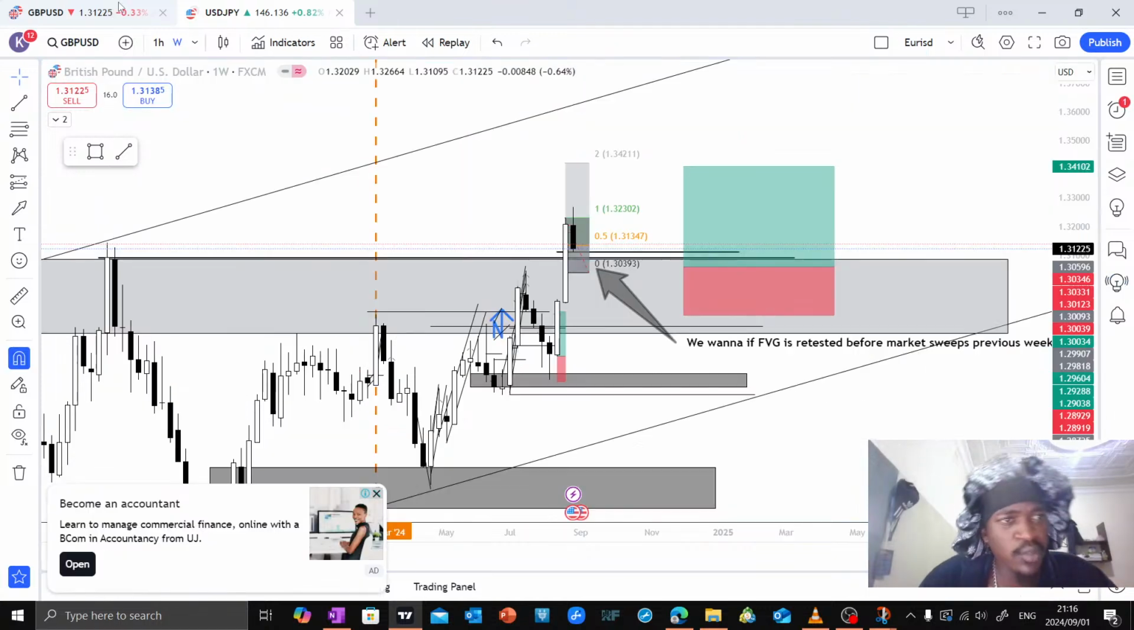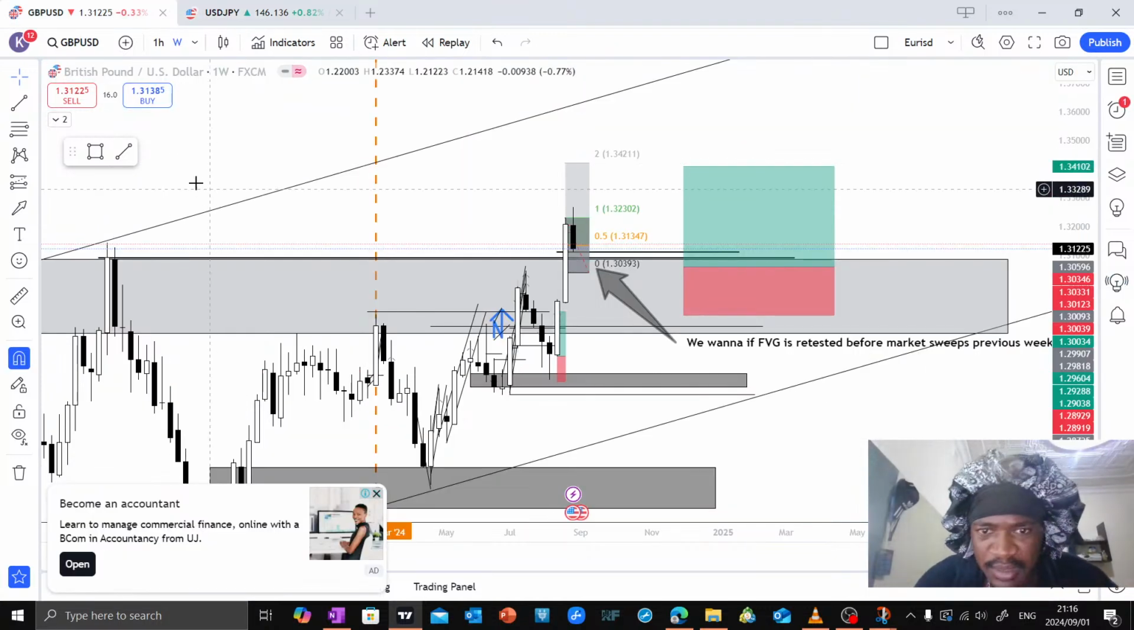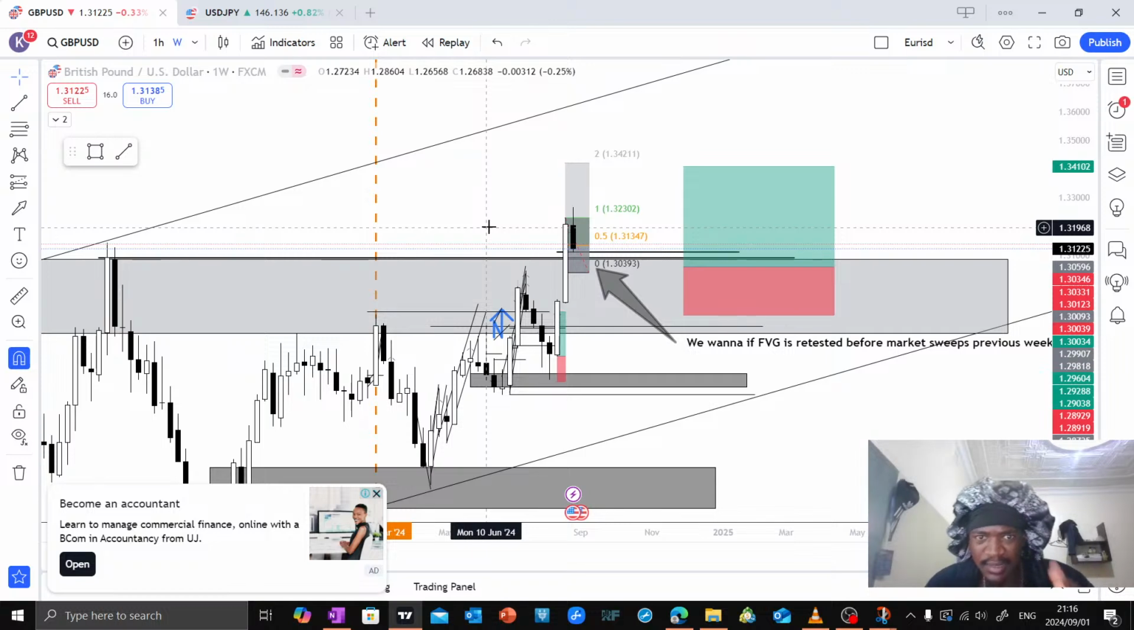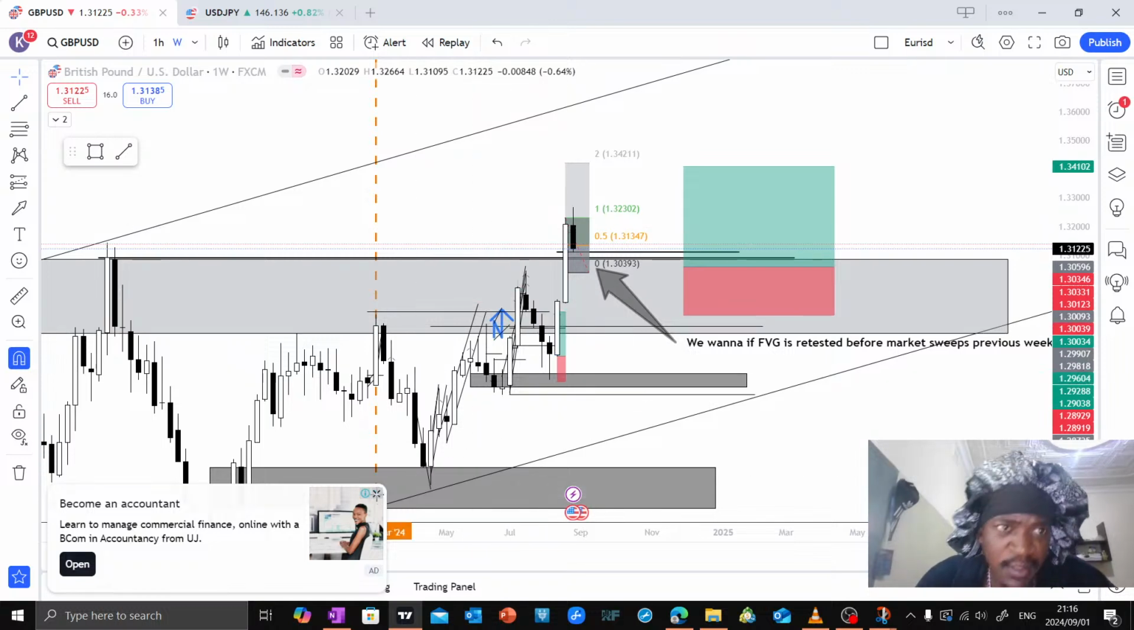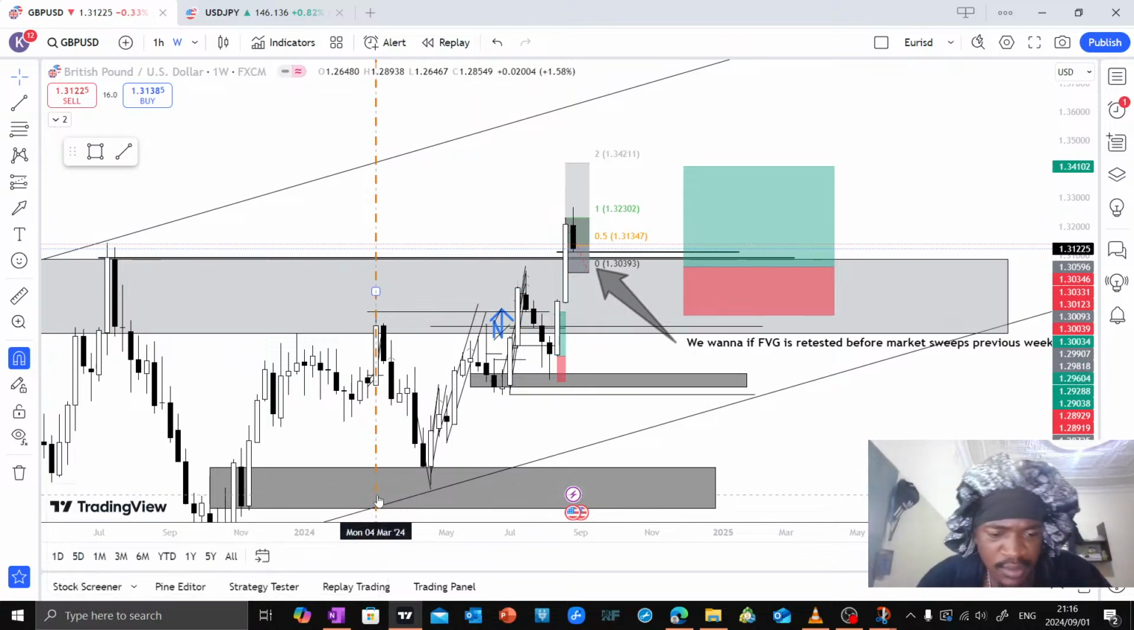Alright, so now let's go to GBP USD. So GBP USD, this is what we're actually going for in the higher time frame. So screenshot this.